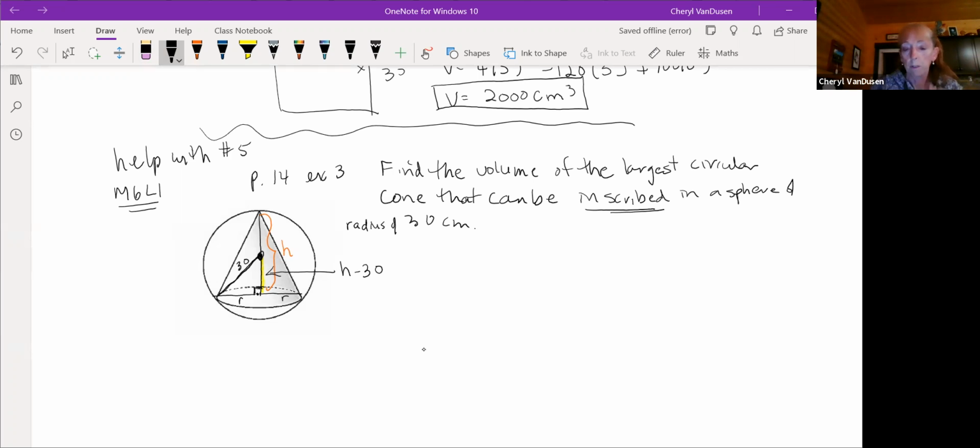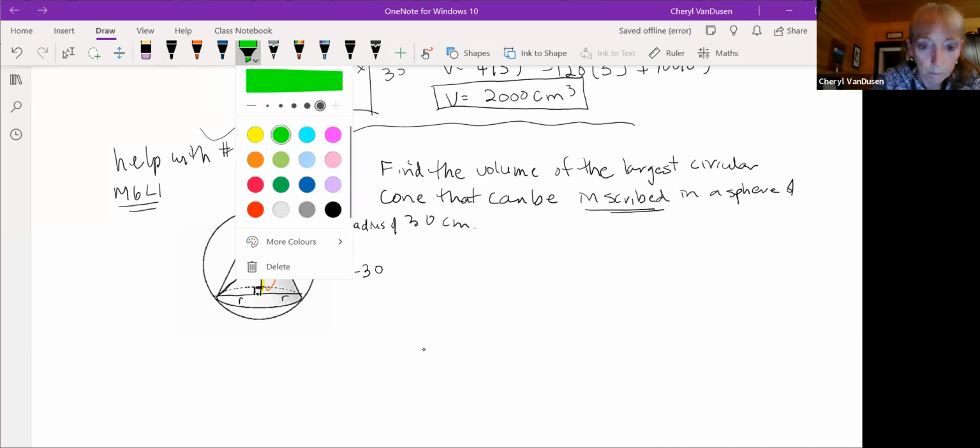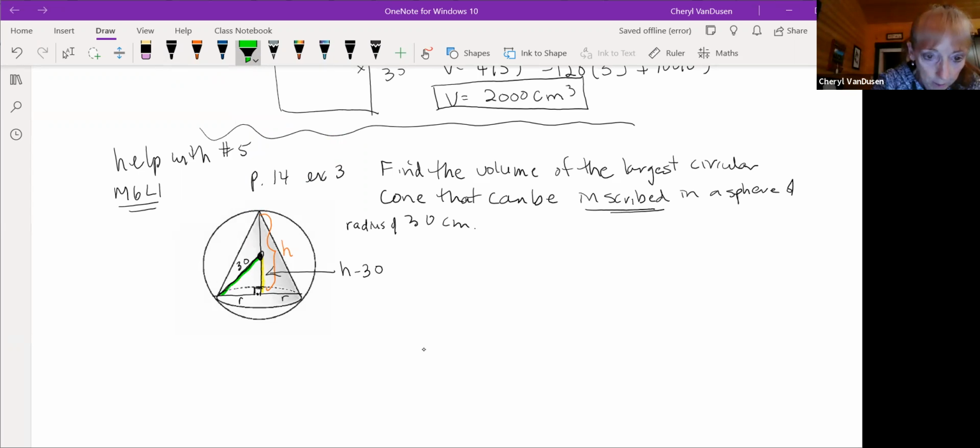Now we can write down a Pythagorean statement and then we can get going. I didn't write any let statements. I think the H is self-explanatory, that it's the height of the cone and the R is the radius of the cone. And as long as we know some of our formulas, we should be okay to get going on that. Let's write our Pythagorean statement. If we're looking at this nice green triangle here, we can write our Pythagorean statement to be 30 squared equals R squared plus (H minus 30) squared.